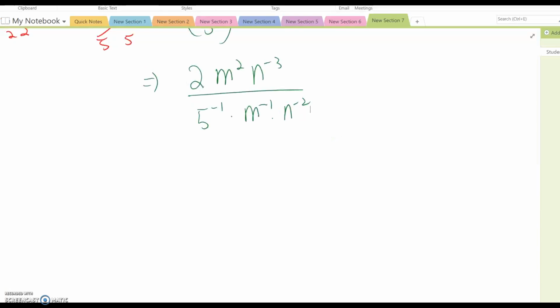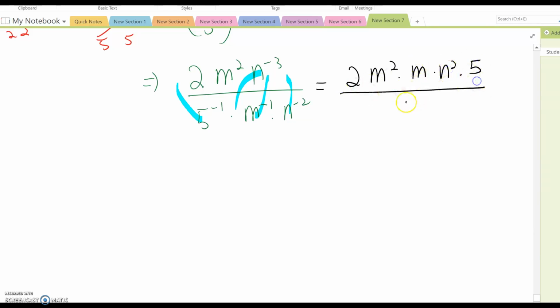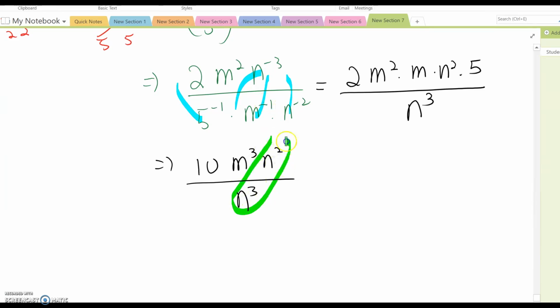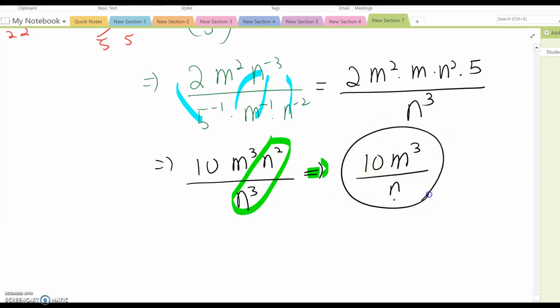Before we cover this kind of problem, whenever you have a negative power expression, you bring up or bring down. So this goes down and those go up here. Then 2m squared m n squared and 5 over n cubed. So it becomes 10m cubed n squared over n cubed. Now as you see, they are like terms. So simplify, then 10m cubed over m. That's the answer.